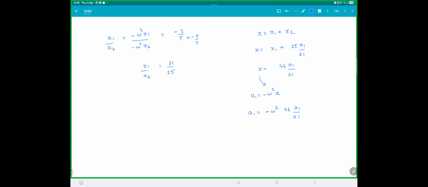Wait, a1 is what? Minus 3kx by 5mr. Now substitute that x there. So this will be minus 3k by 5mr. R won't be there. I wrote a is equal to r alpha, no? That r goes off. That was a mistake.